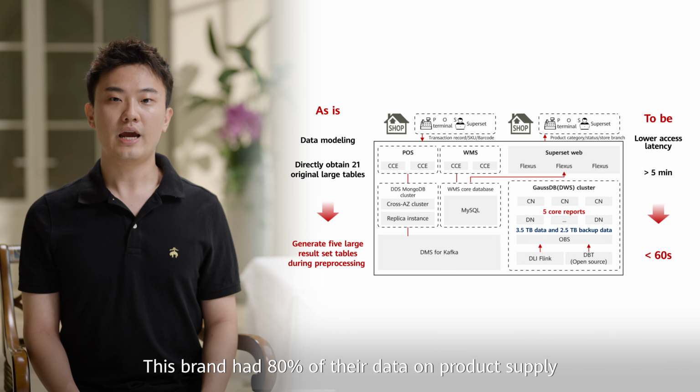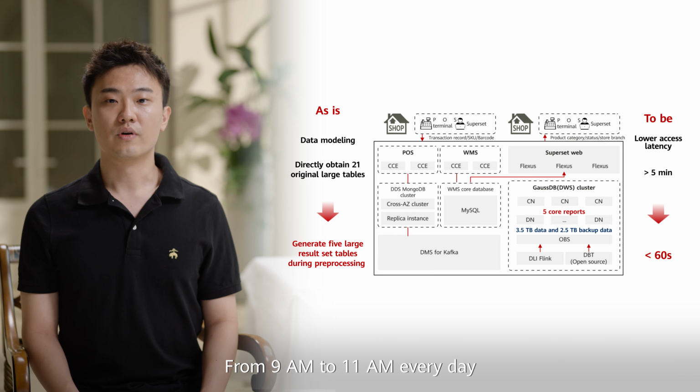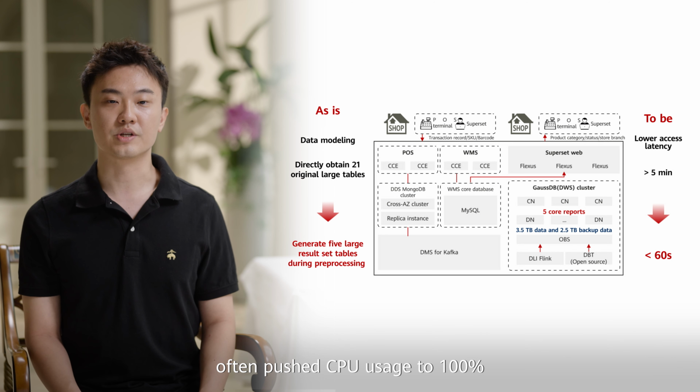This brand had 80% of their data on product supply, inventory, and sales in Shard 1. From 9 a.m. to 11 a.m. every day, queries from over 1,000 stores often push CPU usage to 100%, which results in delays.